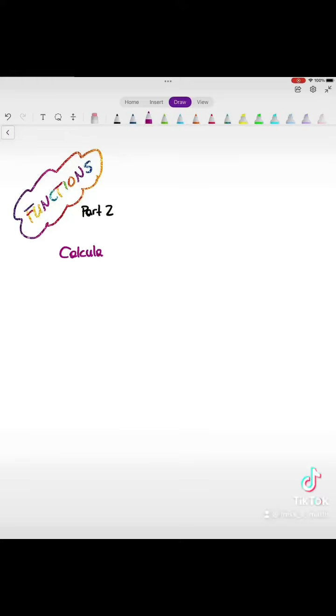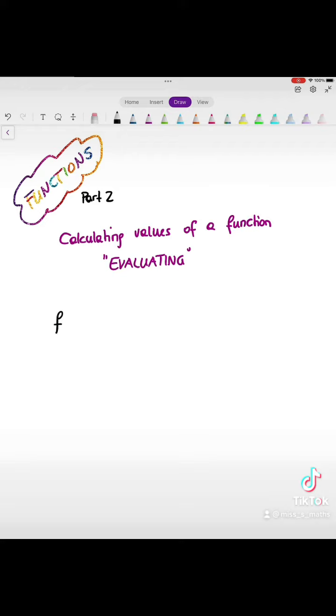This is part 2 on functions, and in today's video we will learn how to calculate the value of a function for specific x values. This is also called evaluating functions for specific x values. So in maths, a lot of the times you will get a function f of x is equal to something. In our case now it's 4x minus 3.